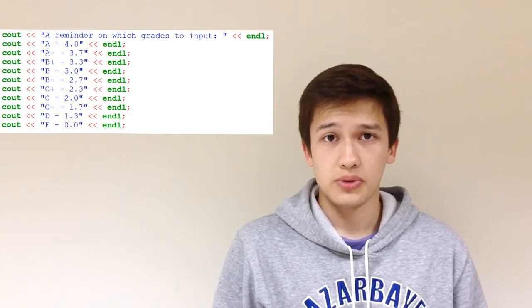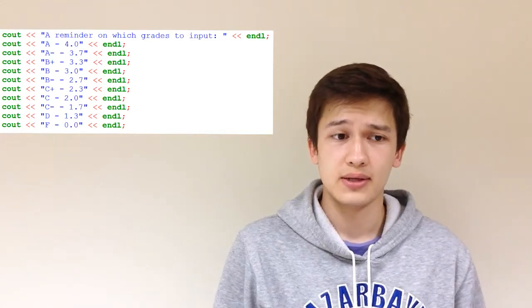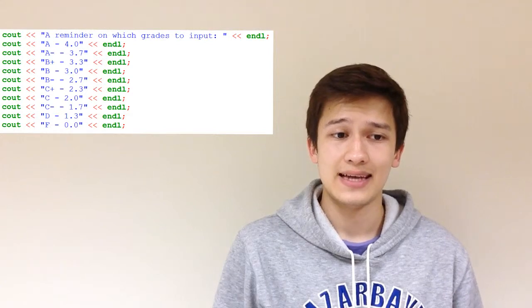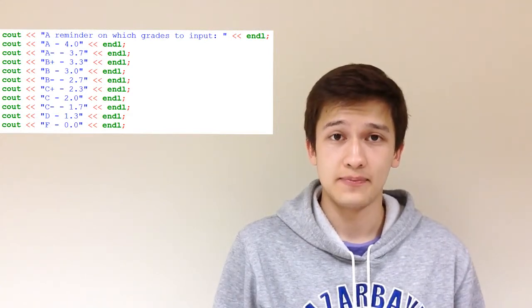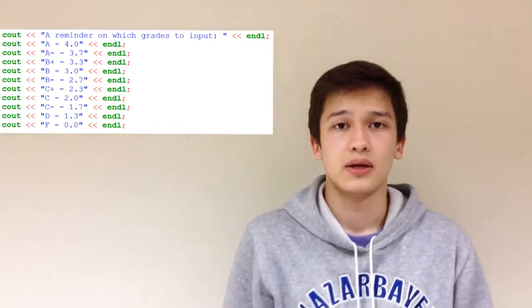And in the same way, after that we write a reminder on how to convert letter grades into numbers taken from the College Board Association. You can notice that after cout, two opening angle brackets and after the brace, we again have two opening angle brackets and the word endl, which means end of line, which allows us to start any new phrase from a new line.